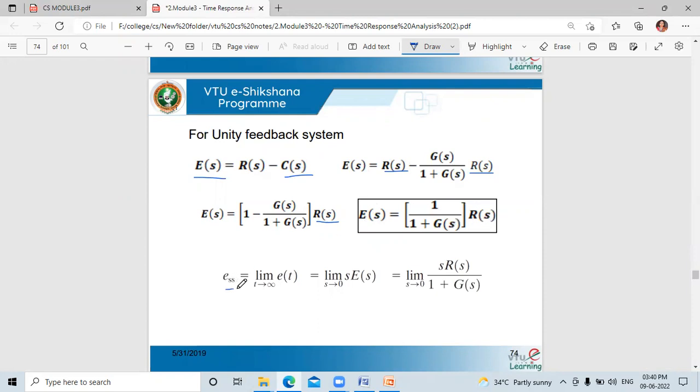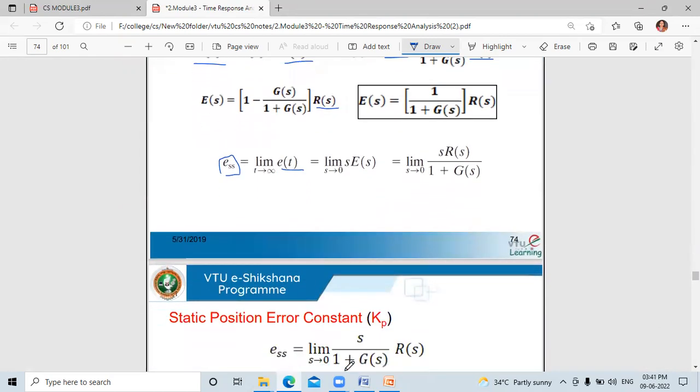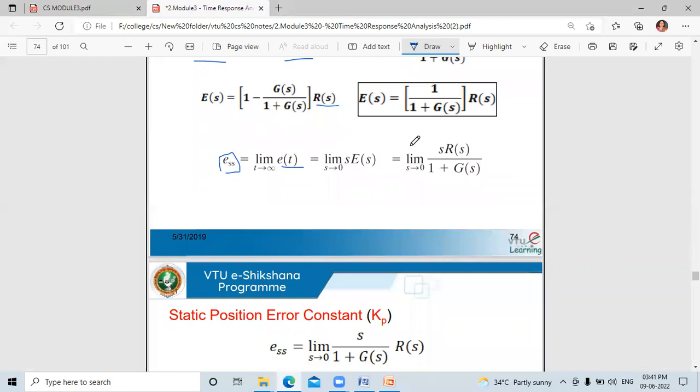Here ESS is the steady state error. ESS equals limit t tends to infinity E of t. In terms of Laplace, limit s tends to 0 of s into E of S, and E of S value is R of S divided by 1 plus G of S, which we got. This is the standard equation we call ESS. Okay.